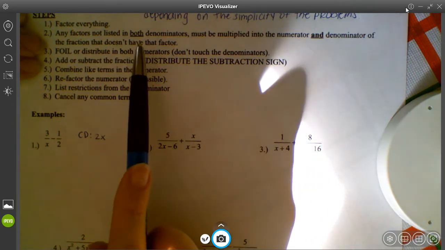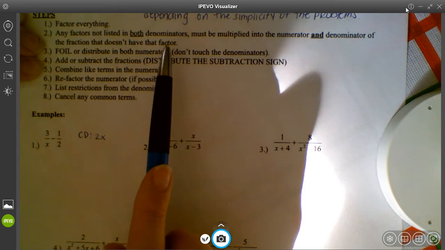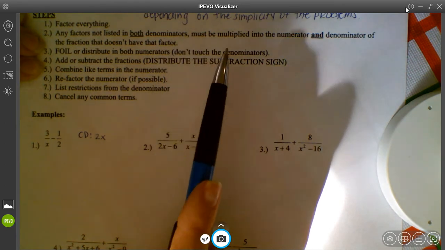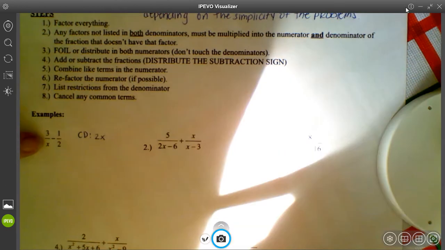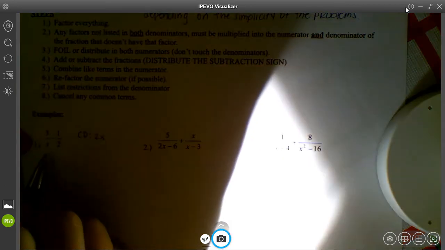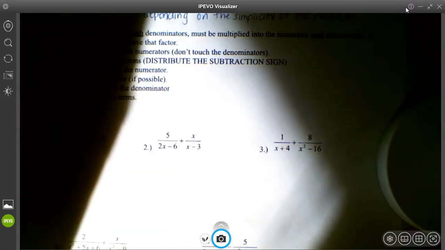So for number 2, it says any factors not listed in both denominators must be multiplied in the numerator and the denominator of that fraction that doesn't have the factor. So in this case, this is an x. So what does the x need?